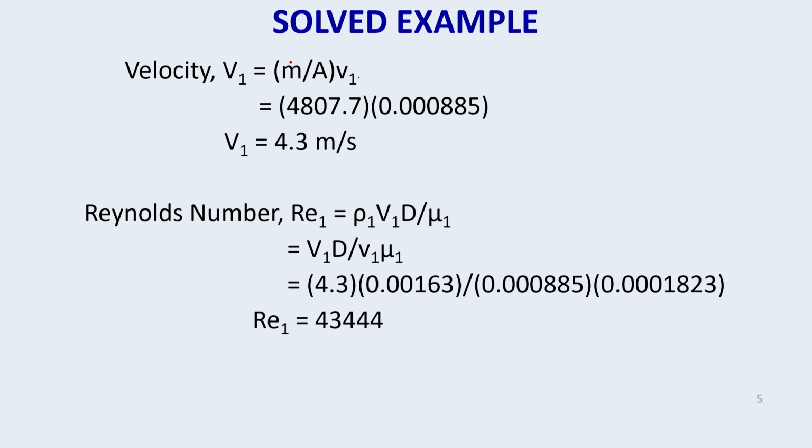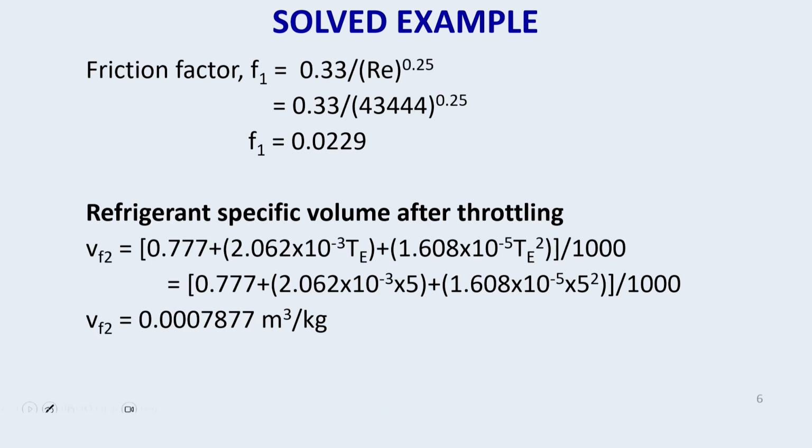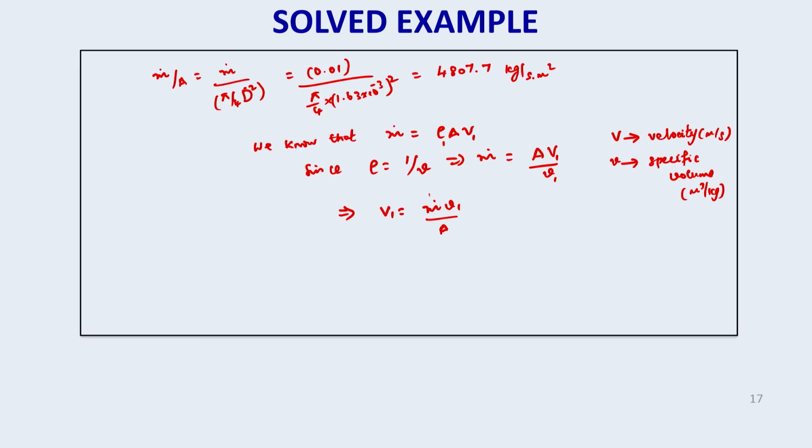M dot into V1, that is m dot by A into V1. So this is the specific volume. All these values are known. When we substitute the values, we will get the inlet velocity as 4.3 meter per second. This we have found out, that is the first step.